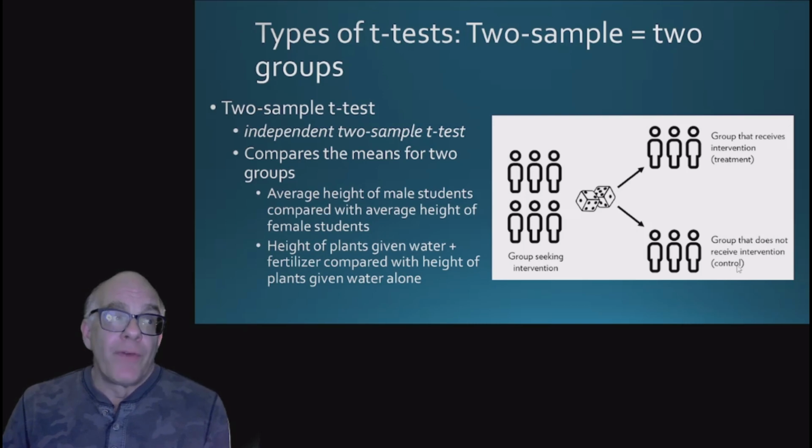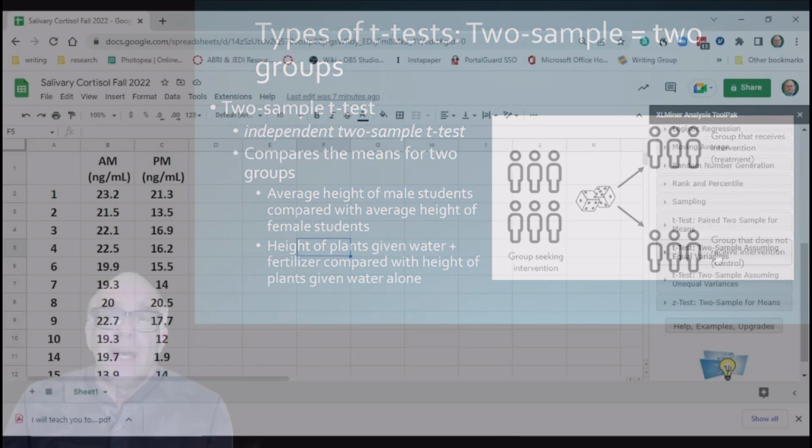And so an example of this would be, we've got 6 plants. We are going to take 3 of those plants and provide them with the intervention, provide them with the treatment, so provide them with fertilizer, and then we would have another 3 plants that are down here that are receiving water alone. And so that's an example of a 2-sample t-test. Another example of that would be taking a look at the average height of male students compared to the average height of female students. And again, there are going to be different individuals, different subjects in the 2 different groups.